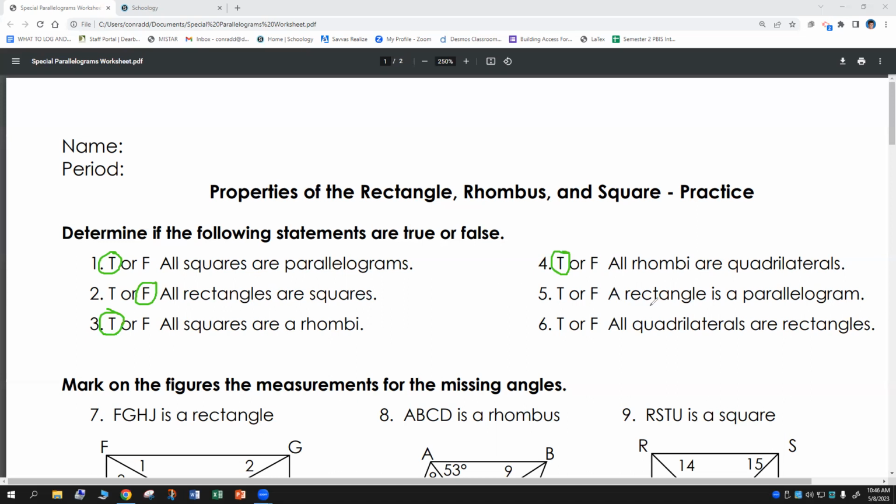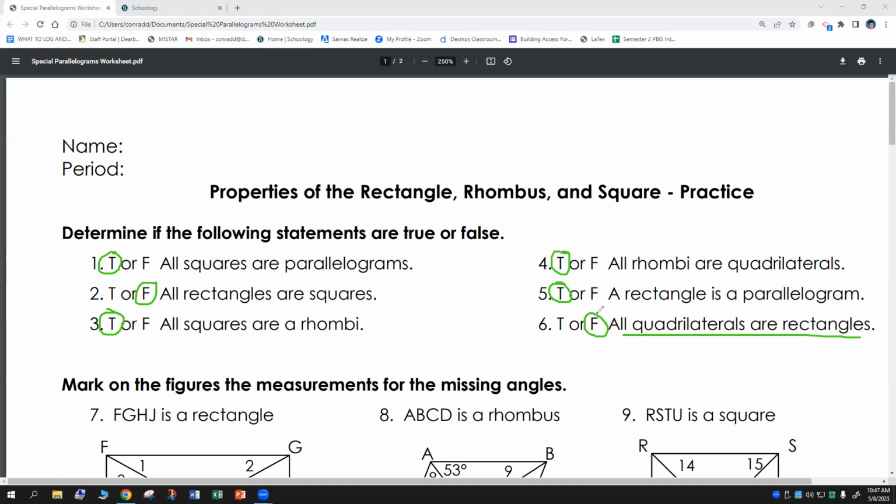Okay, a rectangle is a parallelogram. So yes, all rectangles are parallelograms. A rectangle is a parallelogram with 4 right angles. That's what it's defined as. So that is true.